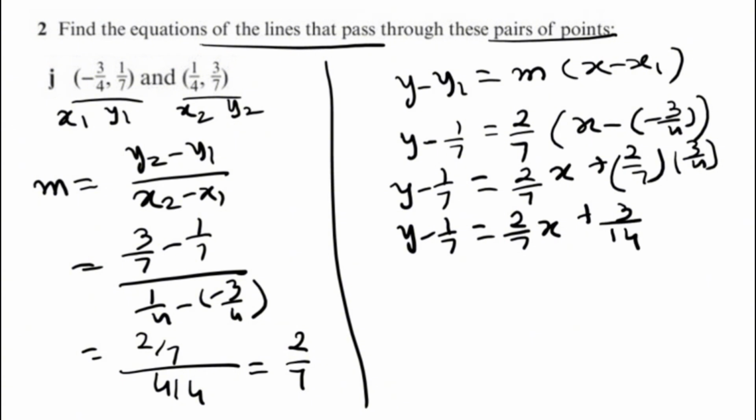Now I have to move this minus 1 over 7 to this side. So 2 over 7 x plus 3 over 14 plus 1 over 7.